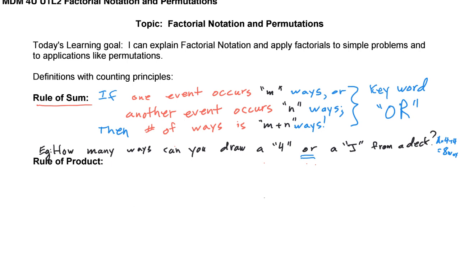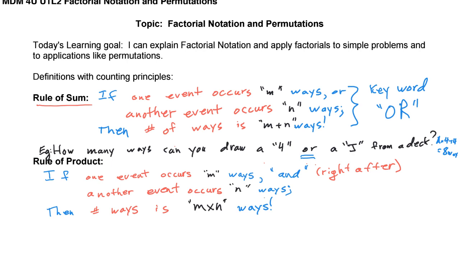All right, so now here's the rule of product, right? When we look at the rule of product, you have something that is similar to this. If one event occurs m ways, and I'm trying to give you the idea that something happens right after it, i.e. another event occurs n ways, then the number of ways is m times n. Now, let's give an example.